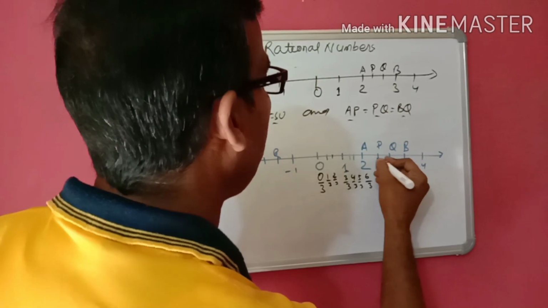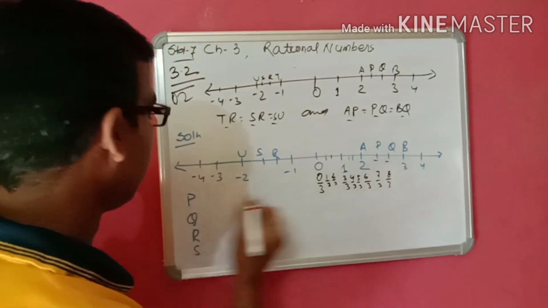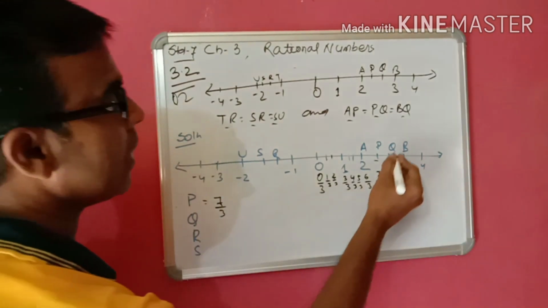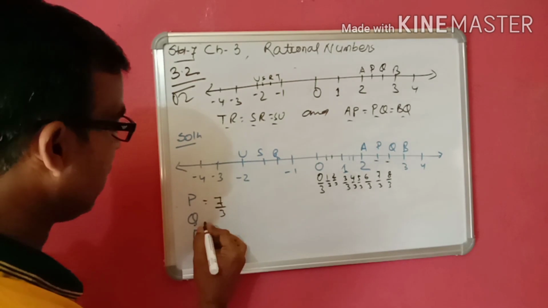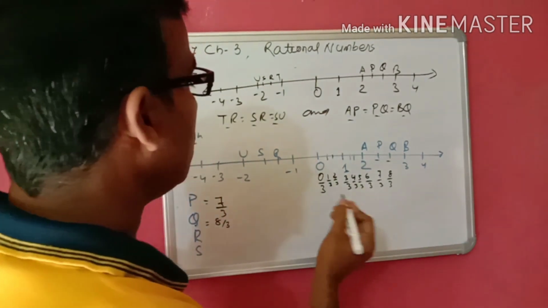So the value of P. P is representing whom? P is representing 7 by 3, and Q is representing 8 by 3.